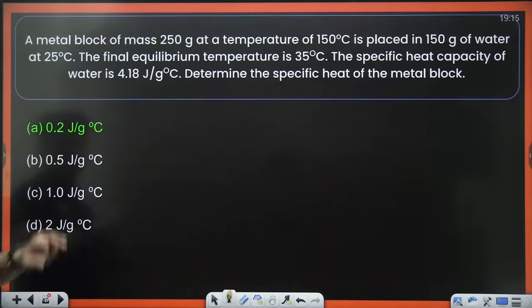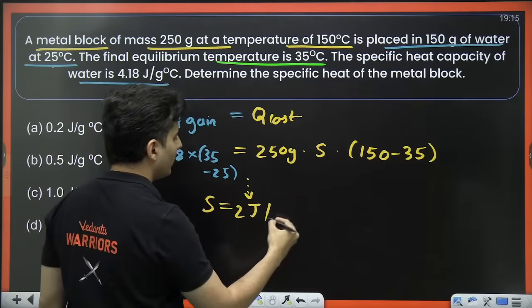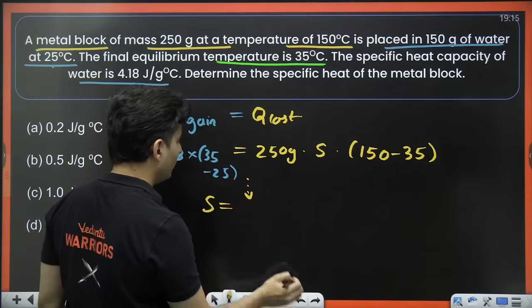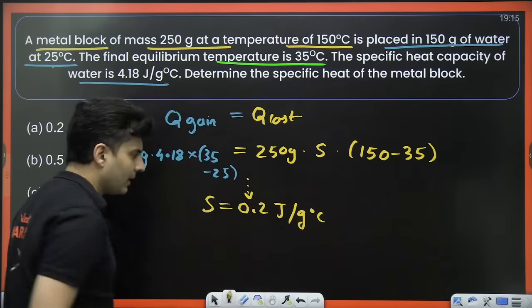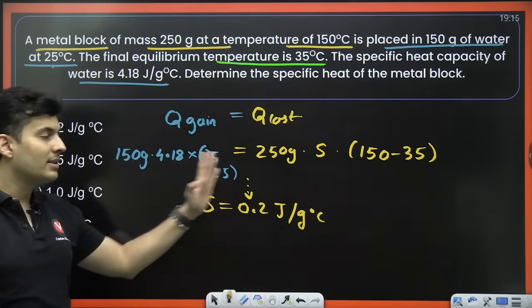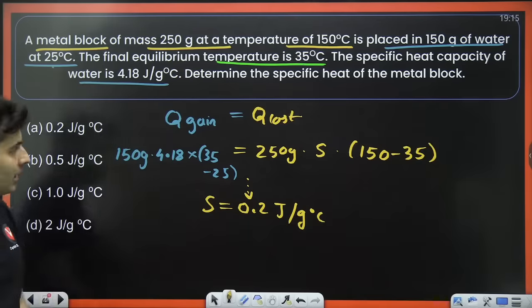I think it should come out close to 0.2 joules per gram degree centigrade. That's what you will get after solving. It's nothing but a calculative question after this. Cool? Yep. Shall we go ahead, my dear students, now to the next one, the next experiment coming up on your screen.